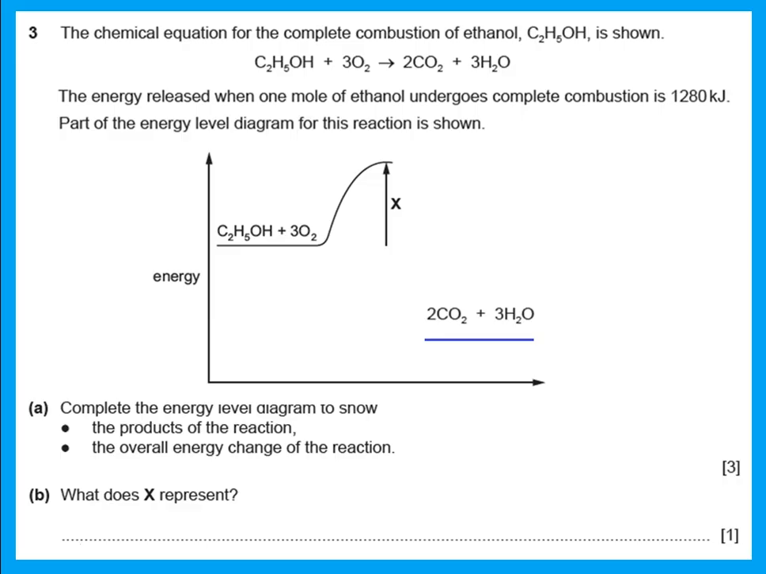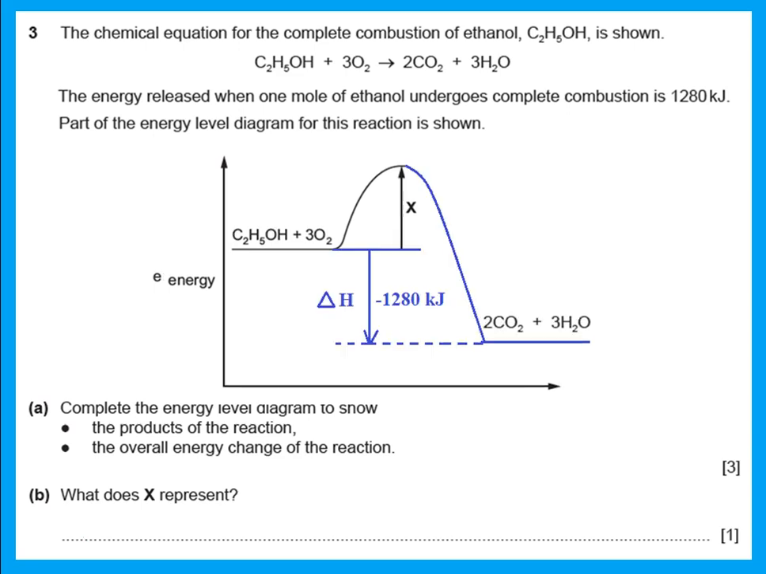And then he's saying, where is the overall energy change? Well, going from there to the products, the delta H, or the energy change, is the difference in energy between the reactants and the products. So you need an arrow going down from reactants to products, and he's saying the energy released is 1280, and that means delta H is minus 1280. Then he's saying, what is X? That arrow pointing up, it represents what? You should know that it represents energy of activation, or we call it activation energy.